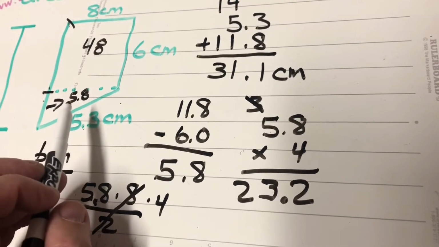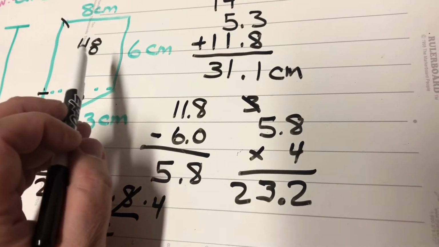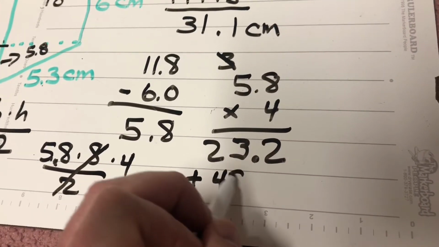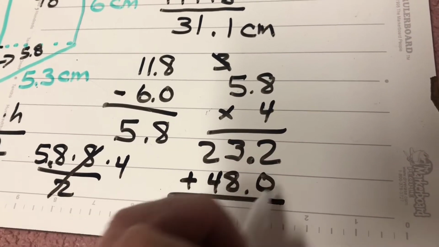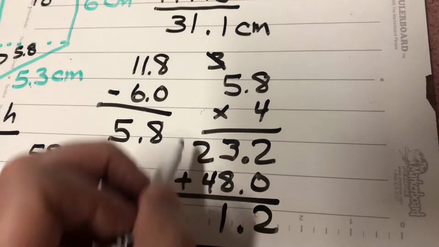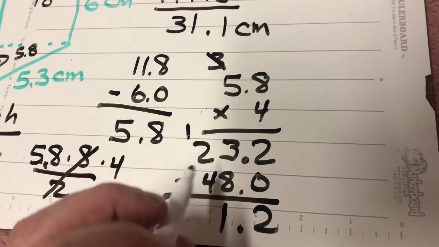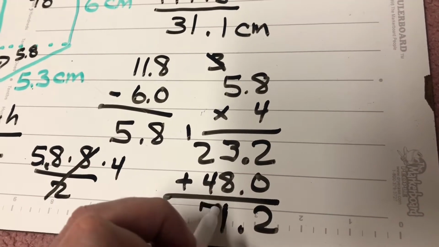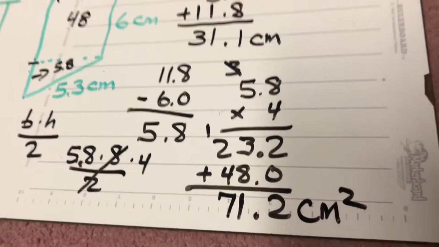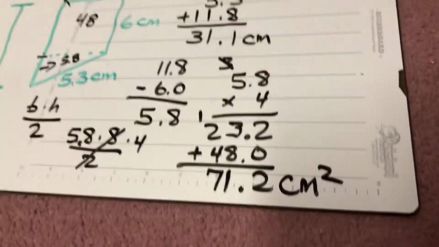So the triangle is 23 and 2/10, plus the 48, that's the rectangle. We go ahead and add those together. We can make that 48.0. 2 plus 0 is 2. 3 plus 8 is 11. Put the 1 down, carry the 1. 1 plus 2 is 3. Plus 4 is 7. 71 and 2/10, since it's centimeters. Centimeters squared, since it's area.